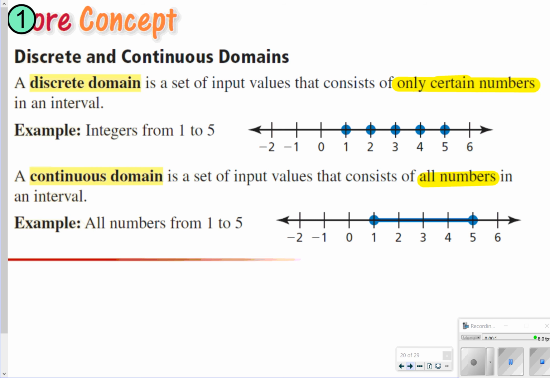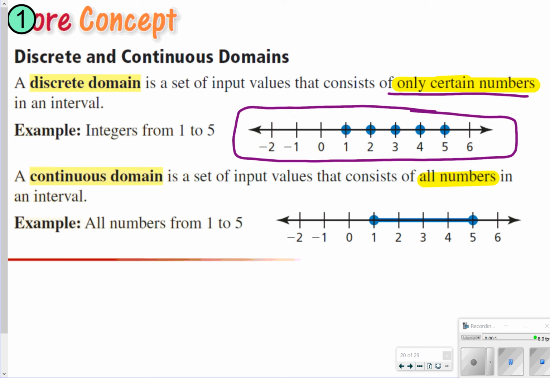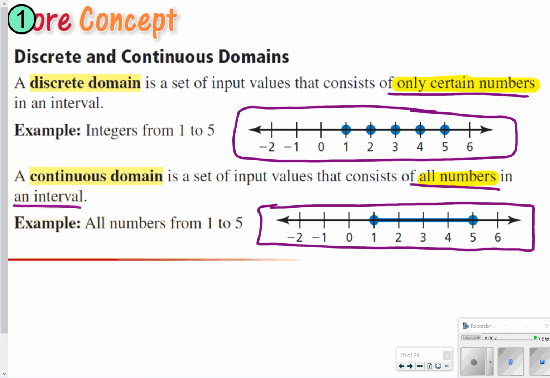First thing we want to know is what's the difference between discrete and continuous domains. A discrete domain is a set of input values, usually whole numbers or intervals, and only consist of certain numbers. And you can see them like this on the graph when they're just plain dots. But a continuous domain is a set of input numbers that consist of all numbers in an interval. So if you see it on a graph like this, it looks like an inequality.